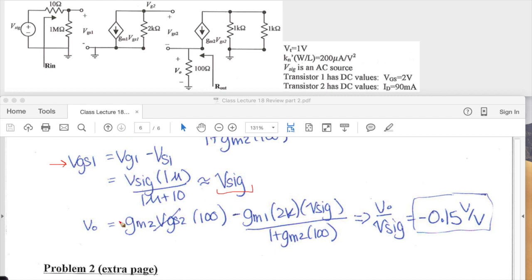Now we go back to the Vout equation, and we substitute in that VGS2 quantity that we saw. Plugging that in, we get gm1 2K Vsig over 1 plus gm2 100. VGS1 was just Vsig, so that's why that's plugged in there. Now we can divide by Vsig and multiply out those quantities, and that ends up giving us a minus 0.15 volt per volt. This concludes this solution. Thanks for watching.